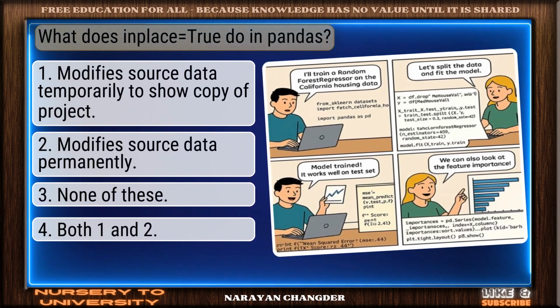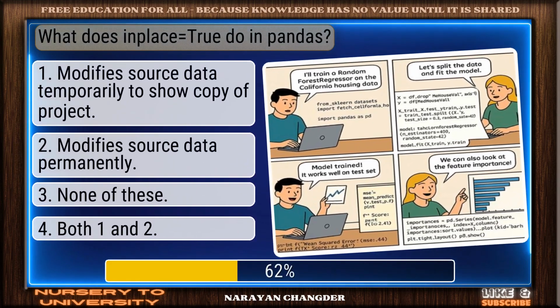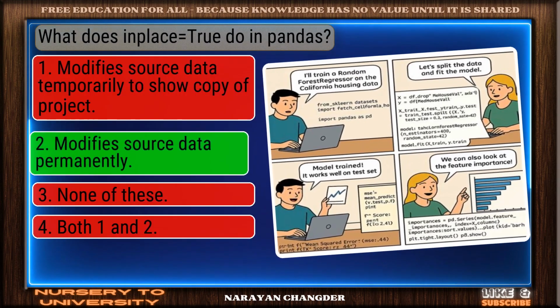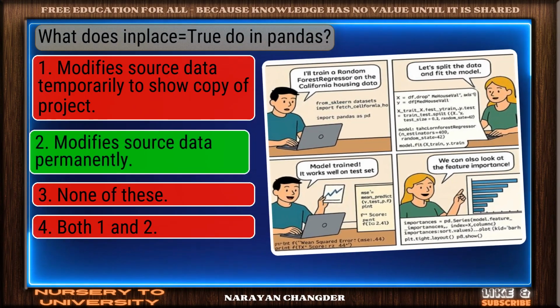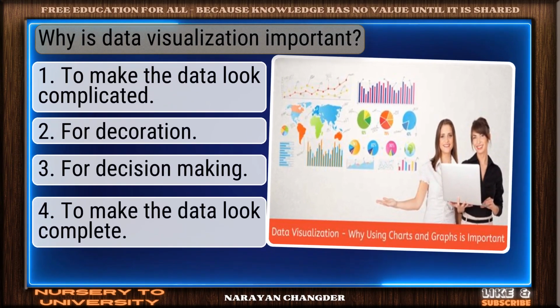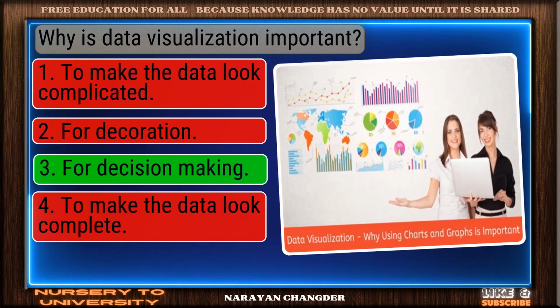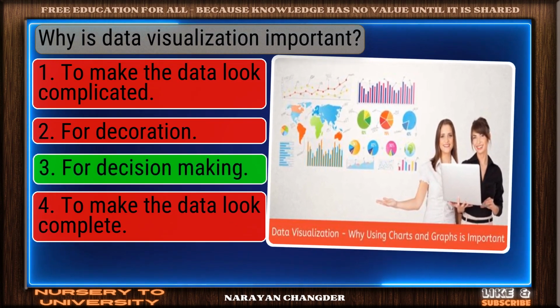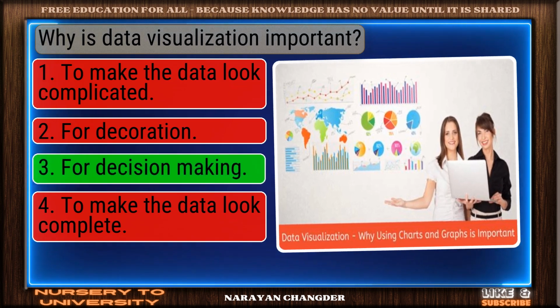Question number 55. What does inplace equal to true do in pandas? Sharp thinking. Modifies source data permanently is the right choice. Question number 56. Why is data visualization important? Nice selection. For decision making is the correct and valid answer.